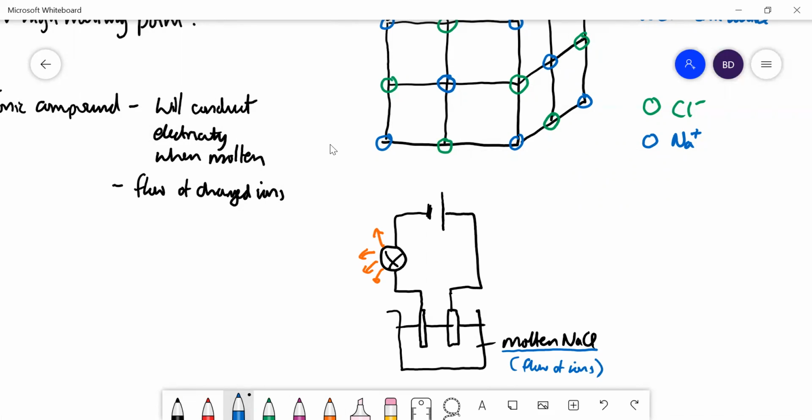Okay, so that is the introduction to ionic bonding, when electrons are transferred from one atom to another.